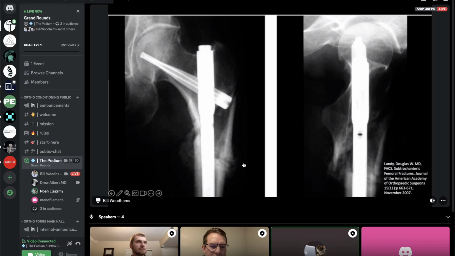Tip to apex distance. Yep, exactly. So within 25 millimeters, in both the AP and lateral. Tip to apex distance is measuring the tip of your screw or implant that goes up into the femoral head, and measuring from that tip to the center of the femoral head on both those views and summing them together.